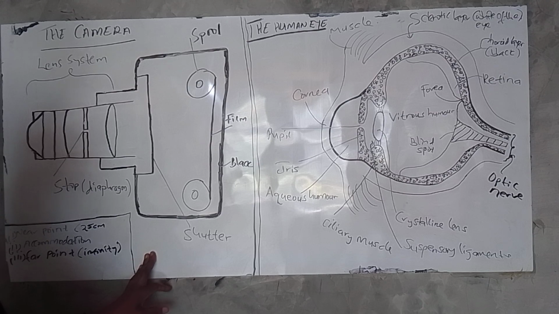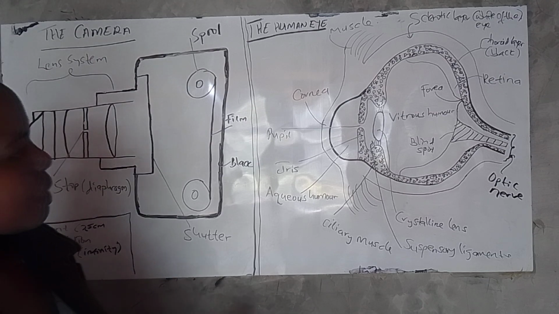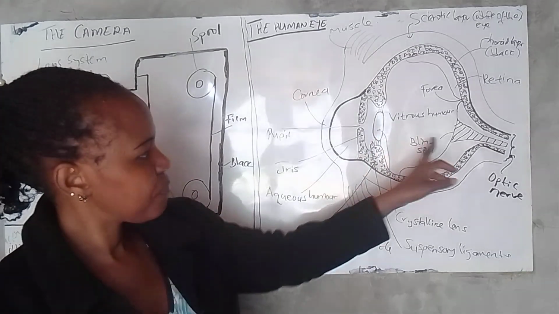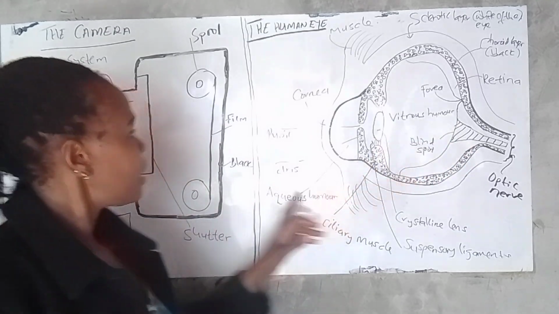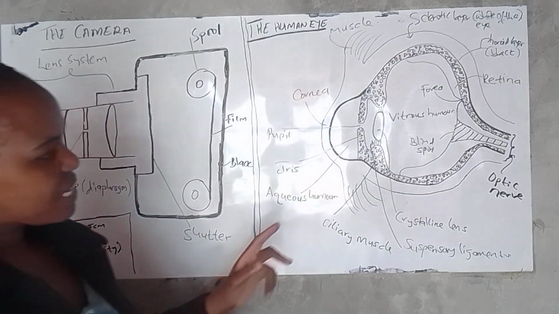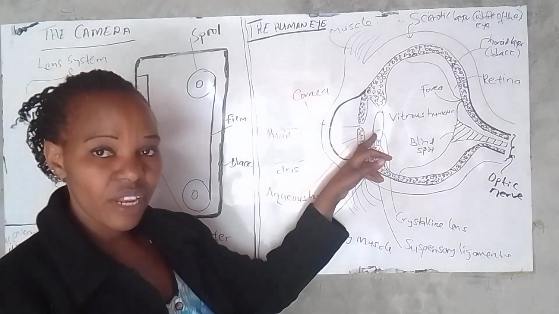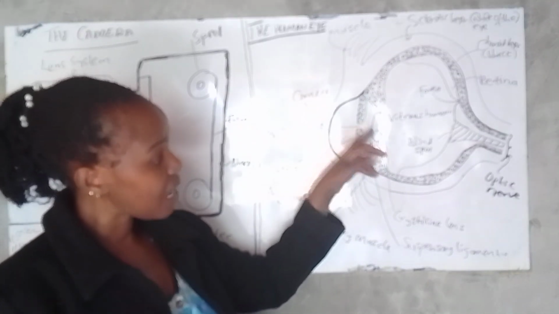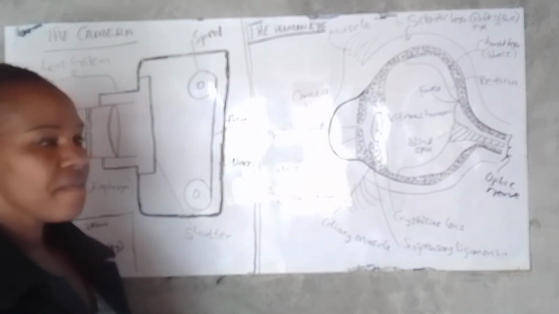What are some of the differences? We have mentioned some of them. For example, here we have said the image distance is fixed, but in the camera the image distance can be varied. The other main difference is the lens focal length. For our eye, the focal length is variable.